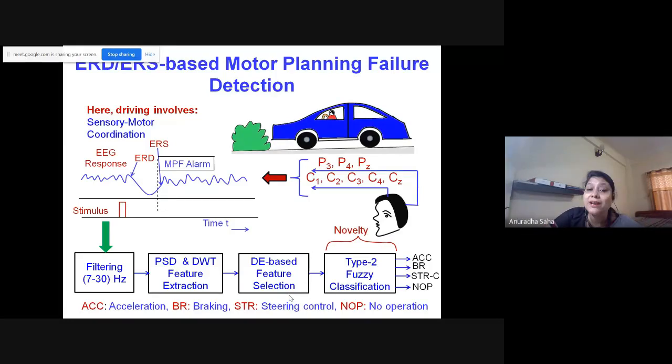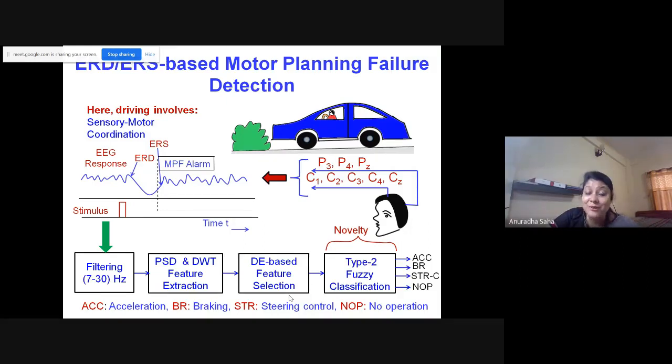But still, there is a vagueness in what I have just explained: all the signals associated with all the motor planning classes are liberated from a very common brain lobe, the parietal lobe, that is the motor cortex lobe. So there is some possibility of misclassification even after applying this evolutionary feature selection technique, and we go for fuzzy classification.